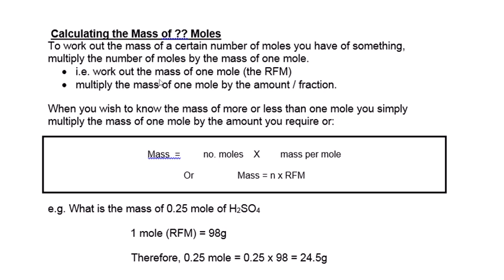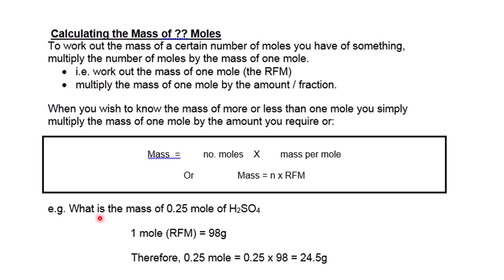Now, if you want to work that out, the first thing that we do is just that calculating routine. We work out the mass of 1 mole. So look at the formula, and we total up what the mass of 1 mole is. And then if it's a fraction, all you do is multiply the mass of 1 mole by that fraction. So, little equation, mass equals number of moles times the mass per mole, that RFM. So that can be shortened down to mass equals N times RFM.